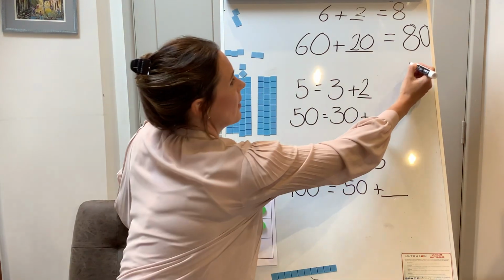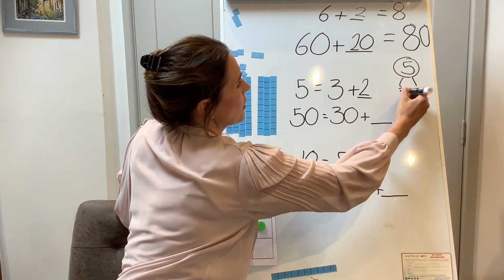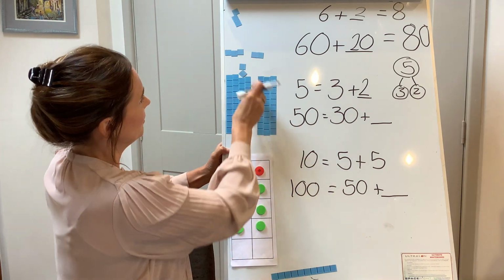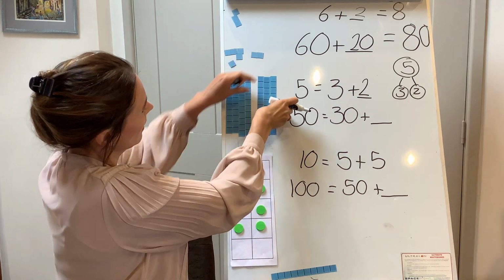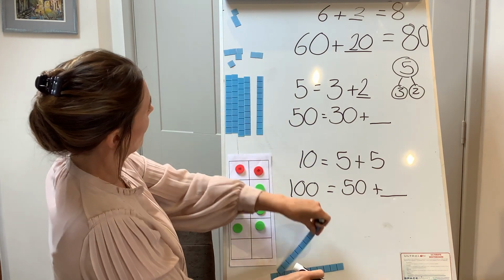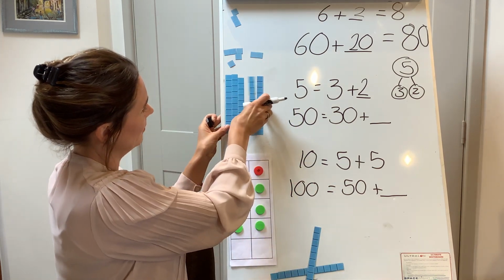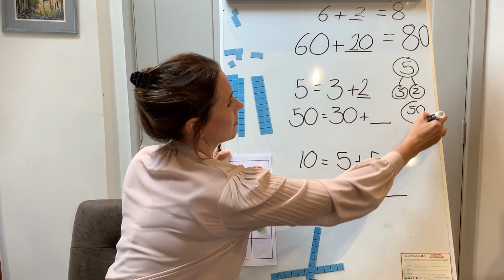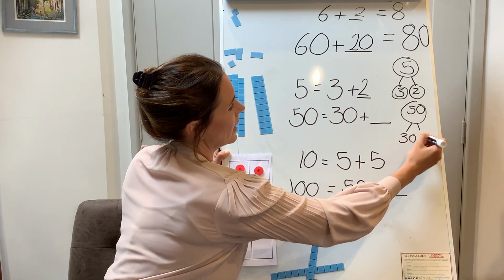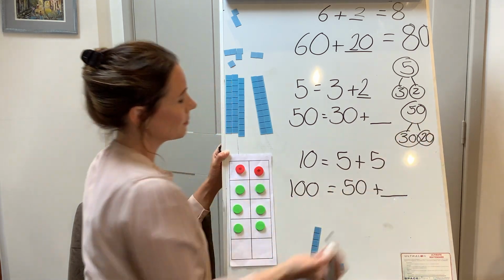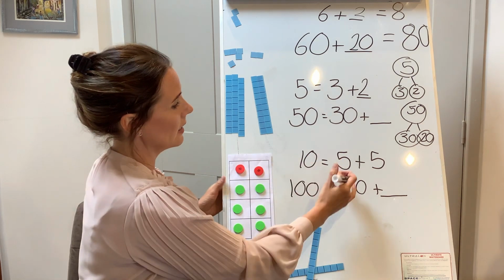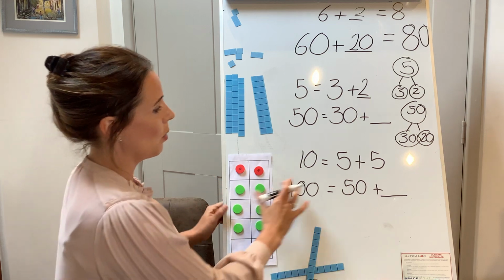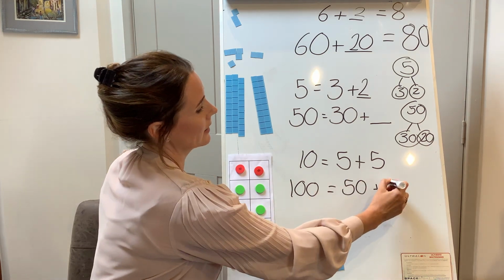So if we know that 5 is equal to 3 and 2, we can know that 50 is equal to 30 and 20. So we've got 50 and it's equal to 30 and 20. Same here, 10 is equal to 5 and 5. So we know then if 10 is equal to 5 and 5, that 100 is equal to 50 and 50.